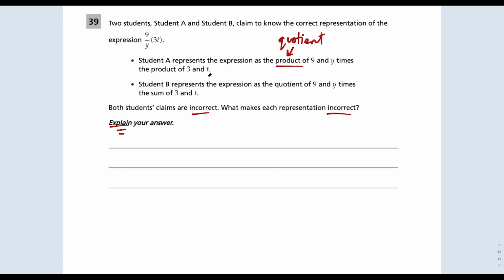Now, if we look at student B, they're saying the expression is the quotient of 9 and y. So that part is correct, times the sum of 3 and t. But notice 3 and t are not being added. They're being multiplied. So this word here, sum, needs to be changed to product in order for this to be correct. So now that we've identified both mistakes, now we just write our sentence.